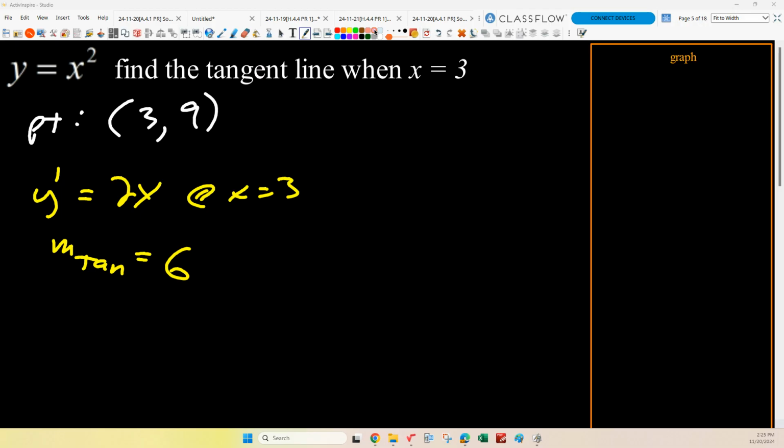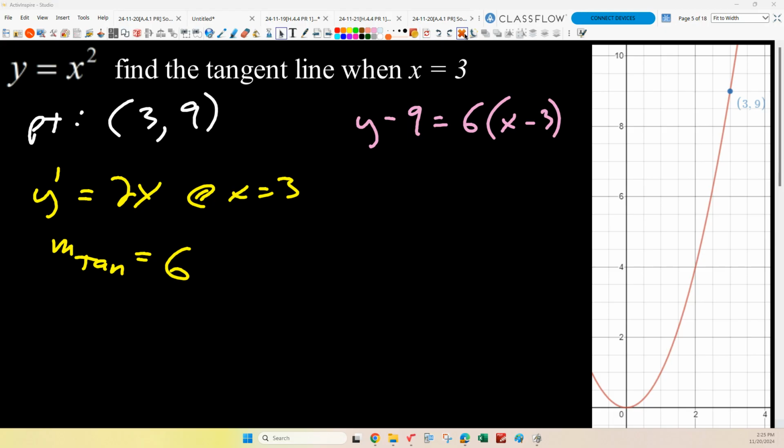So then how do we get our line? y minus 9 equals 6 times the quantity x minus 3. There you go. Okay, there's my line. I could distribute and do all that stuff, but I got it. That's my line. And that's what it looks like, right? There's the graph. We're at the point (3, 9), and we've got the line. There's our tangent line right there. And we just found the equation of that tangent line. Okay, make sense? Give me thumbs. We good? Okay.